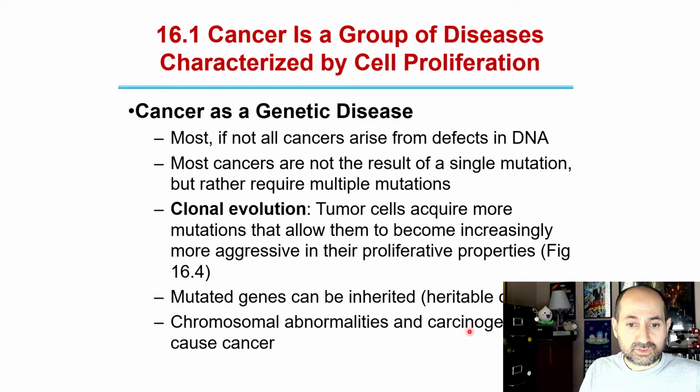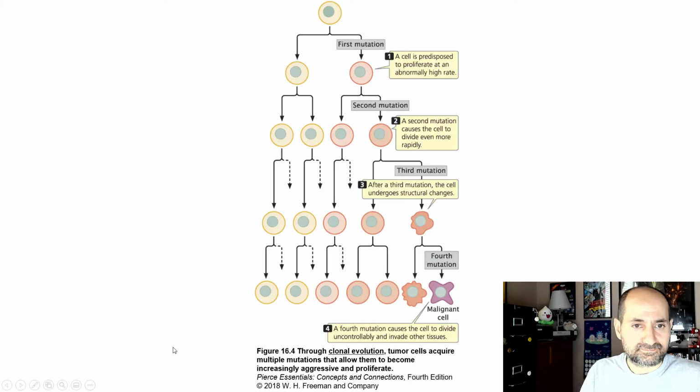Chromosomal abnormalities and carcinogens can also cause cancer. We're going to talk about these things later on. So here you can see what is called clonal evolution. Through clonal evolution, tumor cells acquire multiple mutations that allow them to become increasingly aggressive and proliferate. So here's a healthy, happy, normal cell at the top. Then that cell divides, but one of those cells incurs its first mutation.